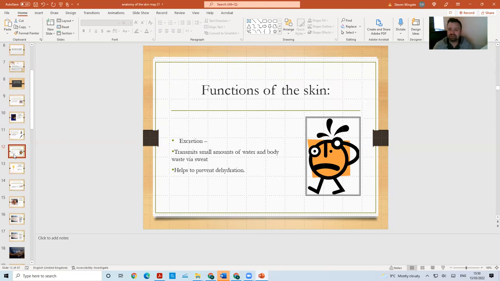Equally, our skin goes through excretion. So we sweat through our skin. It's an important part to think about when the body goes into shock. We can be losing fluid through sweat, not just through bleeding, but through the transmission of body water. And again, maintaining hydration and fluids helps us to prevent dehydration.